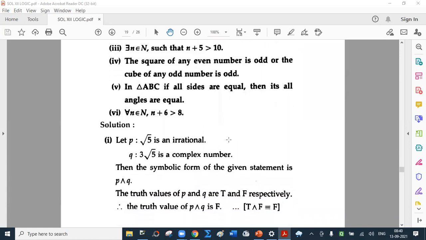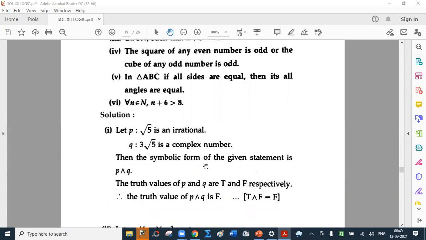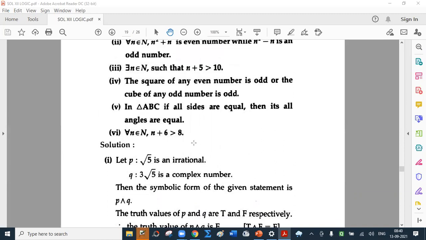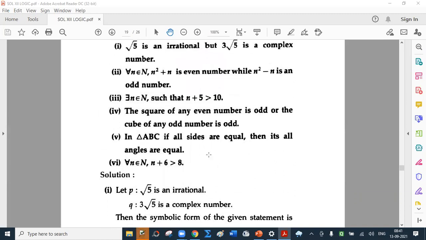P and Q. Clearly, statement P is true, but statement Q is false. So true and false, which is nothing but false. So what is the truth value of the statement? It is nothing but F. This is not at all difficult.